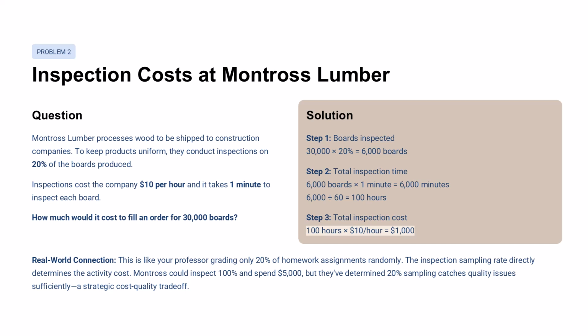If grading takes 5 minutes each, and the TA makes $15 per hour, that's 200 times 5 equals 1,000 minutes equals 16.67 hours, times $15 equals $250 in grading costs. The inspection sampling rate directly determines the activity cost. Montross could inspect 100% of boards and spend $5,000 instead of $1,000, but they've determined 20% sampling catches quality issues sufficiently. That's a strategic cost-quality trade-off, not an accident.